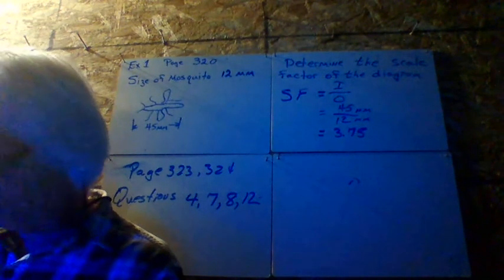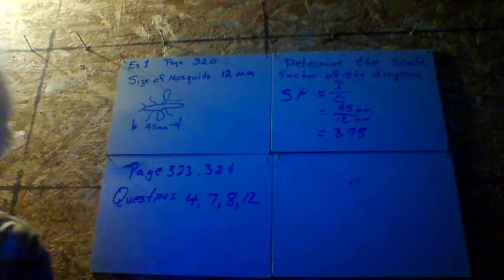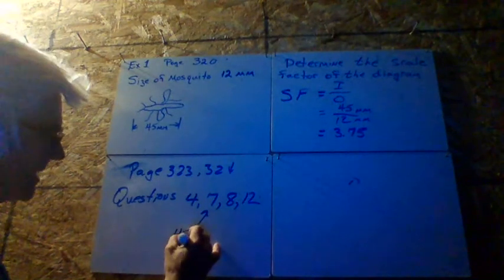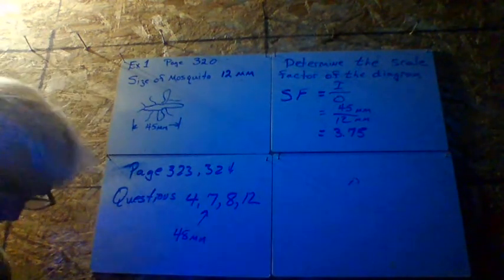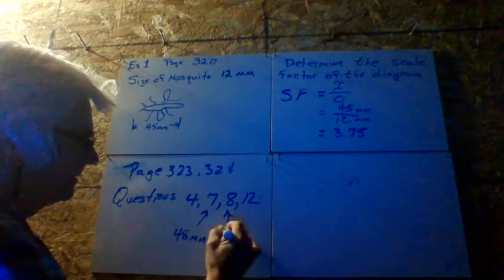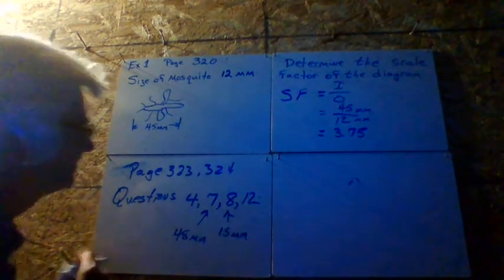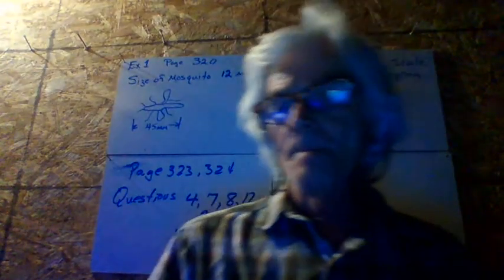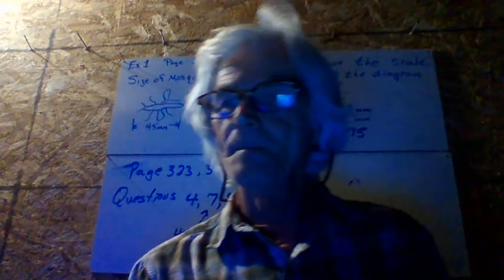On number 7, there's a picture of a fish, and it's 48 millimeters long. And in question 8, the diameter of the head of that pin is 15 millimeters. That should be all you need to do those questions. So, good luck with them, and I'll do up example 2 for you and have you do them.